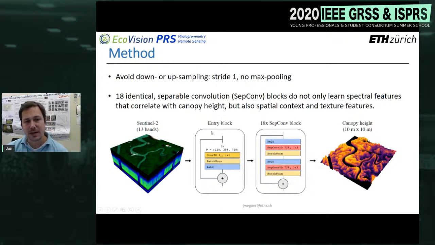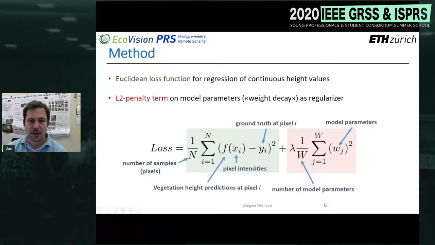So we designed this CNN architecture, where the input is a Sentinel-2 image, and the output is the estimated canopy height. We directly regress the height using a rather simple Euclidean loss function for regressing continuous height values. And we have an L2 penalty term on the model parameters as a regularizer, which in deep net terms is called weight decay.